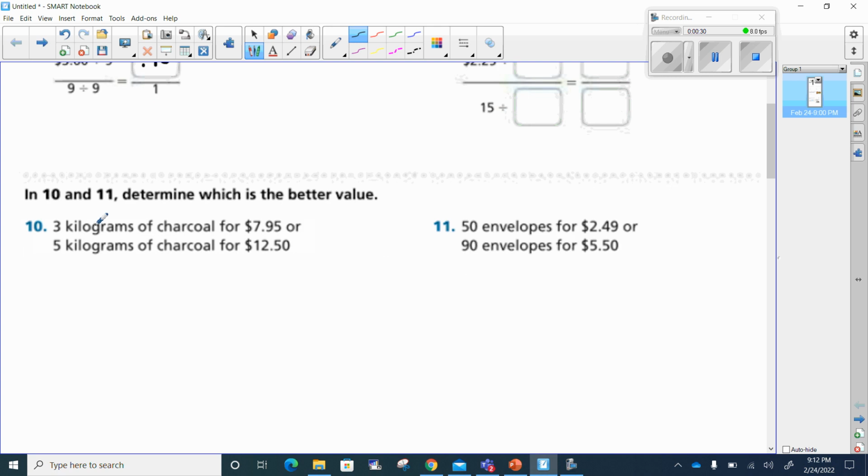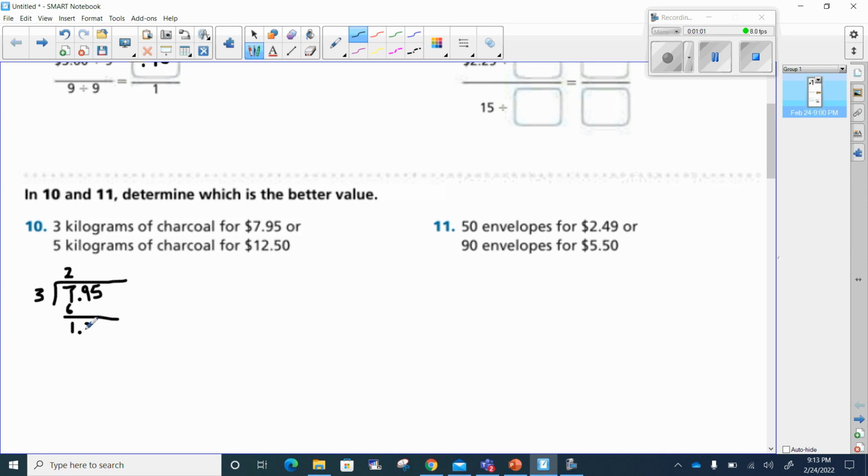All right, going to number 10. Determine which is the better value. Remember, we always want to find out what 1 is. We have $7.95 for 3 kilograms. So this would be $7.95 divided by 3 kilograms. And if we do this, I know that goes into twice.